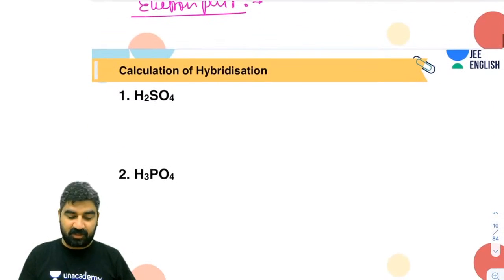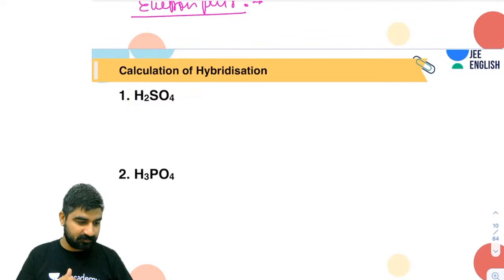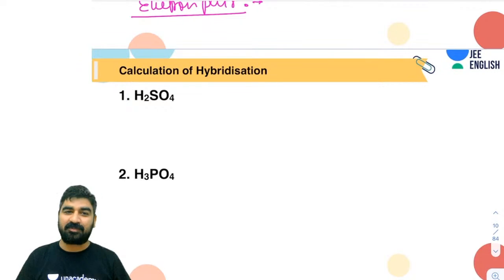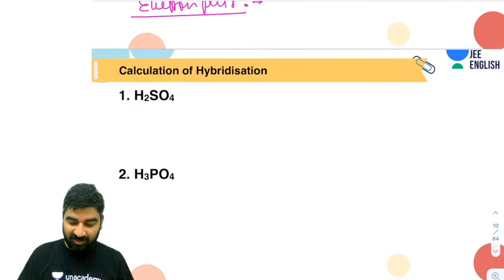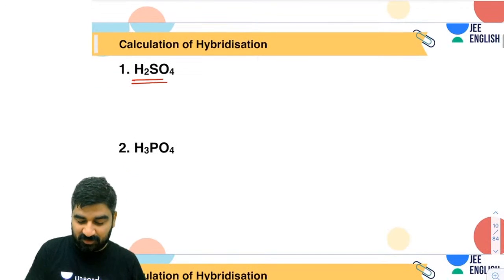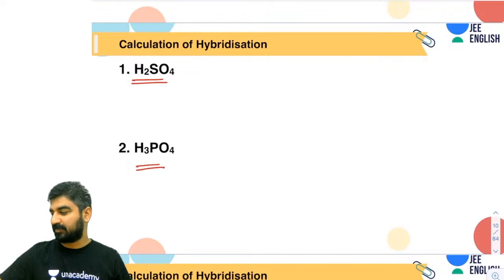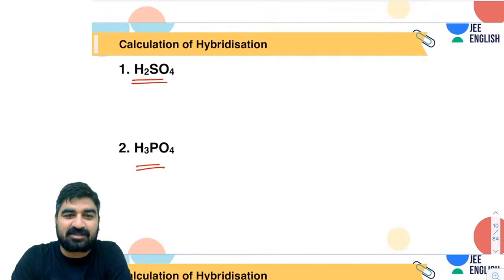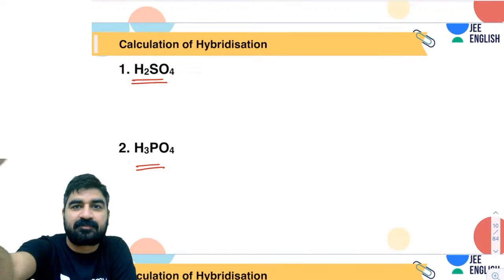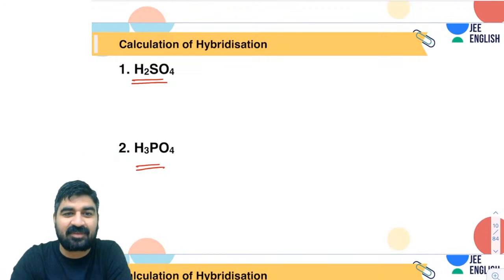So guys, calculate the hybridization now. Okay, Sunila, on Telegram, you can watch the complete playlist. Yes, you can watch the complete playlist. Okay. Now do this. Guys, calculate the hybridization for this and this. Be fast. Okay, I will give you the notifications. Don't worry. Now do it, guys.